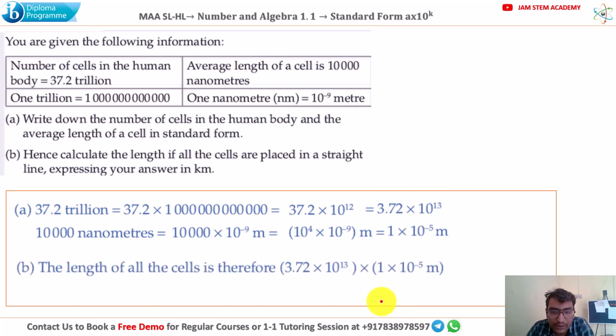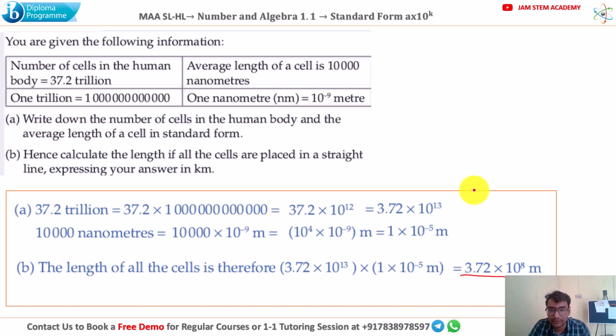Simply multiply these two. We get 3.72 times 10 raised to the power 13 times 1 times 10 raised to the power minus 5. So 3.72 times 1 gives you the same 3.72. Then 10 raised to the power 13 gets multiplied with 10 raised to the power minus 5. Again, bases are the same, so powers get added up. We will have 13 plus minus 5, 13 minus 5 is 8. So we will get 3.72 times 10 raised to the power 8 in meters. Remember, this is only in meters.